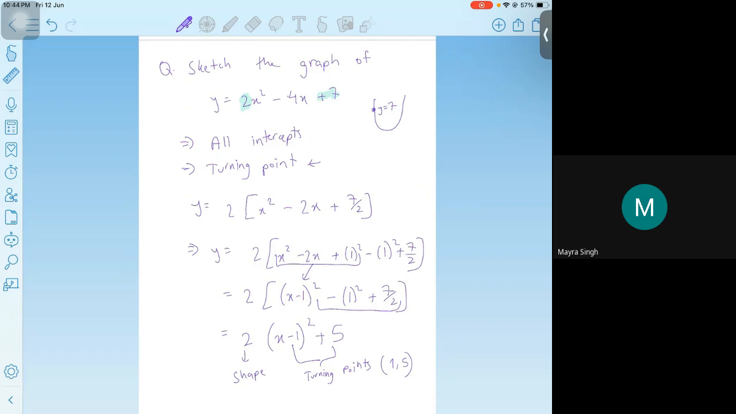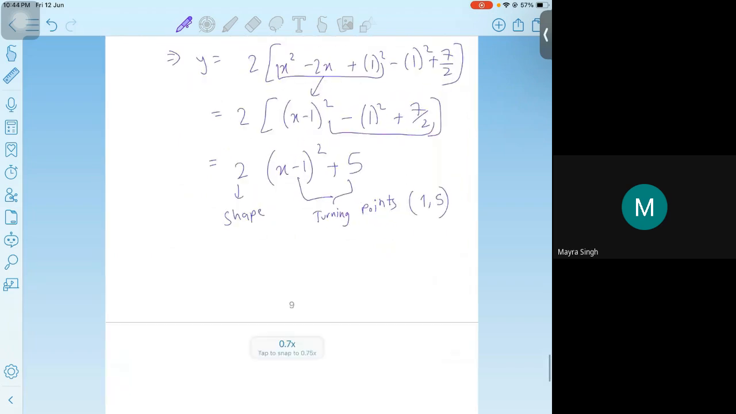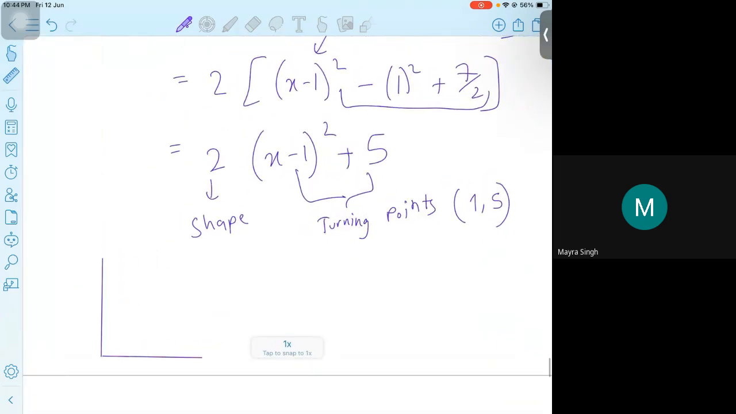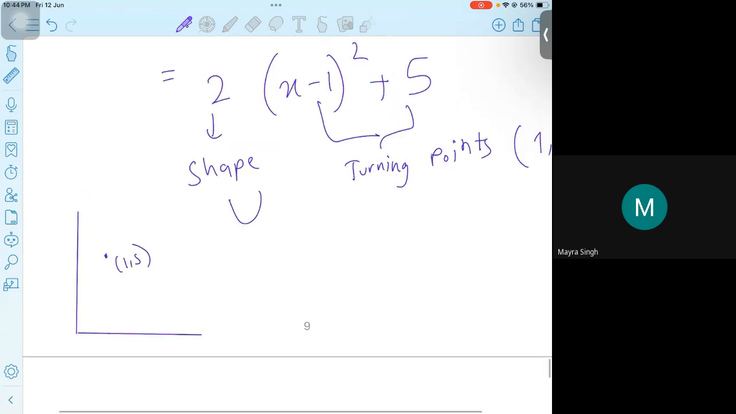Since you have the shape and the turning point, I think it's very easy to draw the graph now. So let's just sketch it. It's completely fine. The shape is positive 2, the turning point is 1, 5. Let's say 1, 5 is somewhere around here. This is 1, 5, and the shape is going to be like this since it's a positive 2. So we are going to have something like, wait, let's fix this. We're going to have something like this.